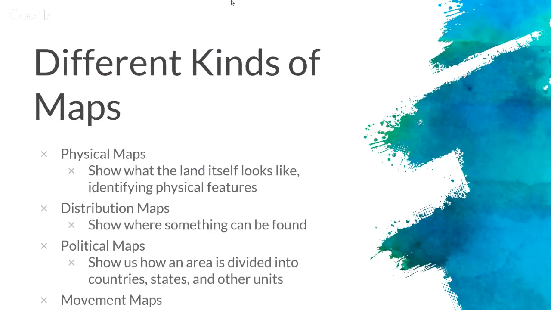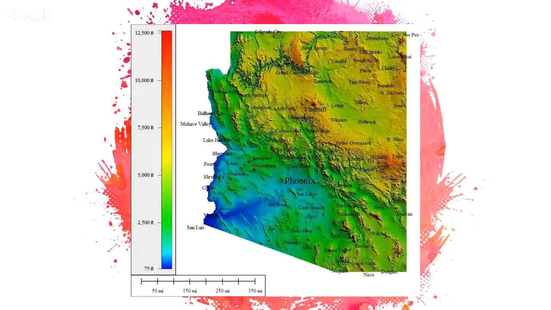So there are different types of maps out there, right? As we're diving into GIS, we have all different sorts of maps. We have physical maps, distribution maps, political maps, movement maps. Here we're looking at elevation. I live in Arizona, actually here in Flagstaff, which is home to the highest point in the state. So the more red the color, the higher the point. When you dive into this blue, you're a little bit closer to sea level.